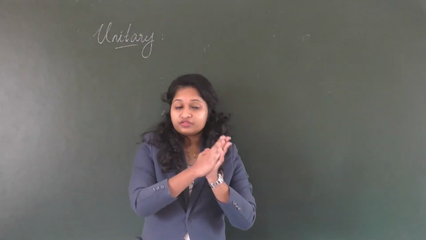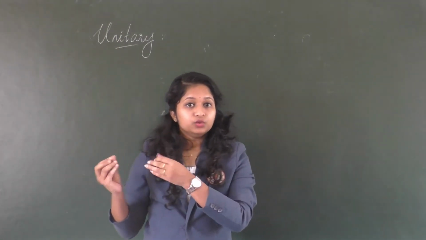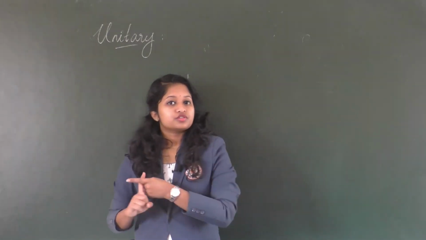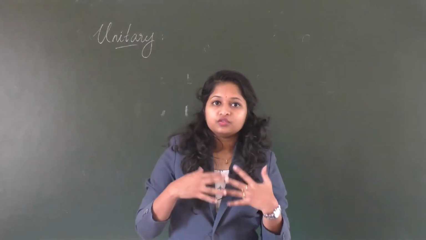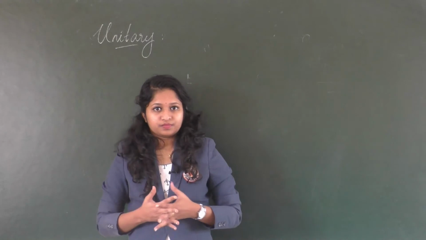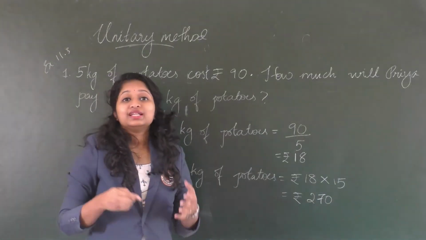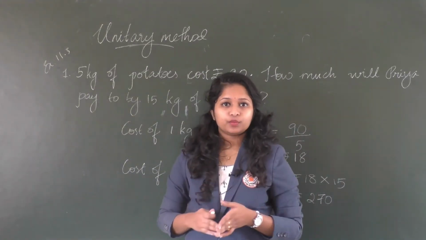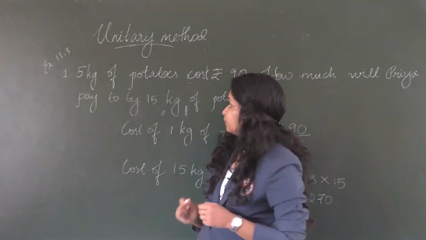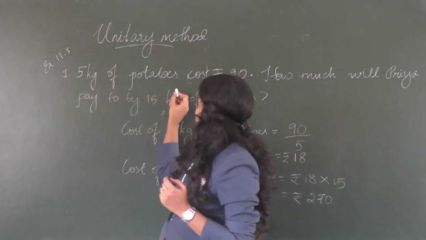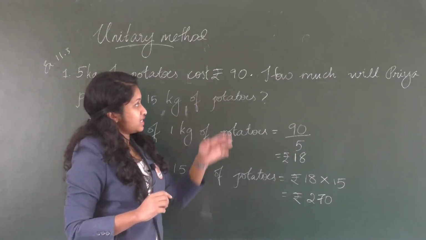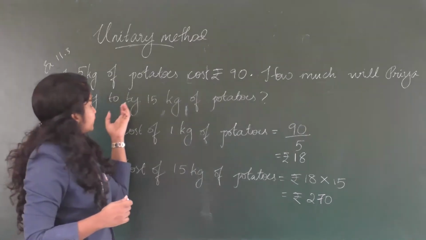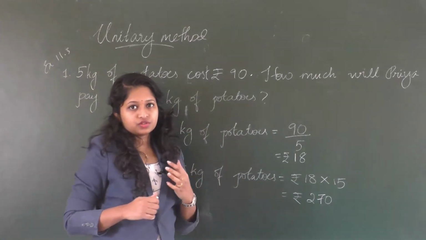So first you should divide the given value by the number of items and then multiply the cost of one item by the number which is asked. Okay. So children, let's see one question from unitary method. This is a question from exercise 11.3, question number 1. The question is, 5 kg of potatoes cost rupees 90. How much will Priya pay to buy 15 kg of potatoes?